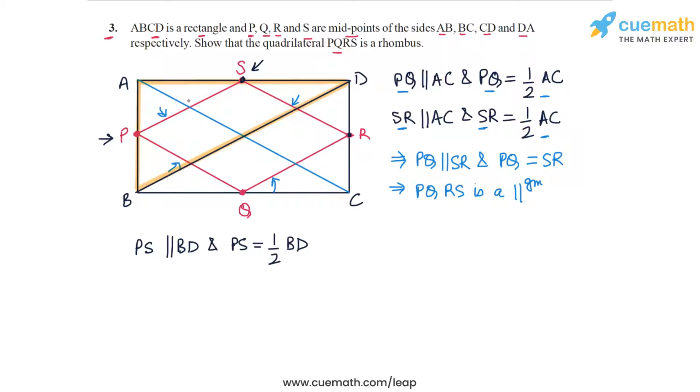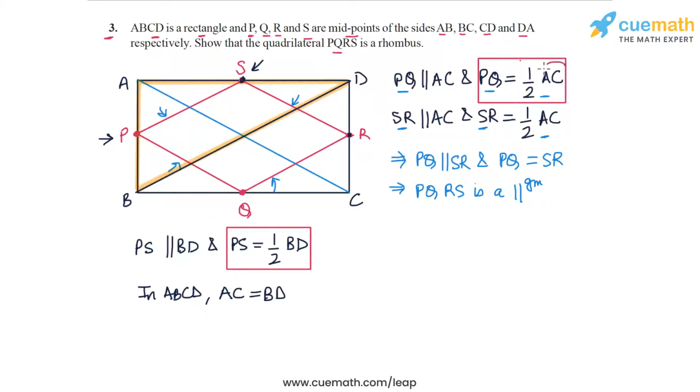Okay, now we just need to focus on the fact that PQ is equal to half AC and PS is equal to half BD. But in a rectangle, we know that the diagonals are equal. The diagonals in a rectangle are always equal. So in ABCD, because this is a rectangle, AC is equal to BD. And this means that PQ and PS must also be equal because they are half of AC and BD respectively. So PQ must be equal to PS. So what we now have is a parallelogram PQRS in which the adjacent sides PQ and PS we have shown as equal, and this means that PQRS must be a rhombus. So from here we can conclude that PQRS is a rhombus, and this completes our proof.